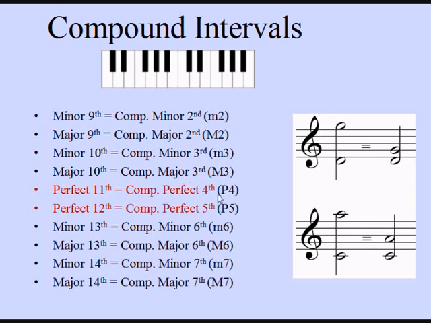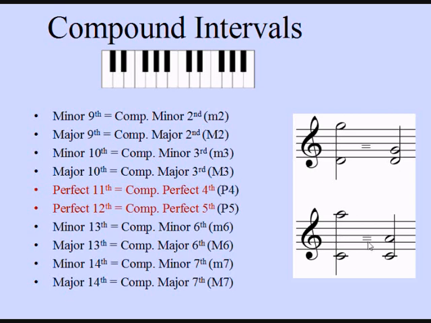A compound fourth can also be called a perfect 11th. This is a compound perfect fourth, which is also a perfect 11th. Either way you can call it, but obviously calling it a compound perfect fourth is easier to understand. On the other hand, most of the time when we're talking about harmony and things like that, we just call it a fourth or perfect fourth, but we don't actually mention the word compound. We assume that it is present there.